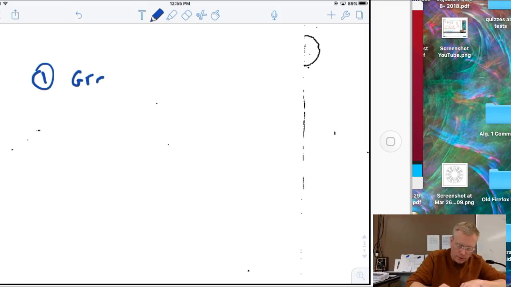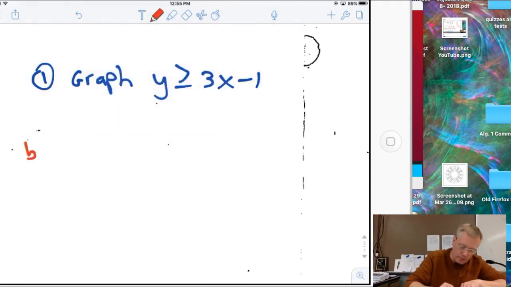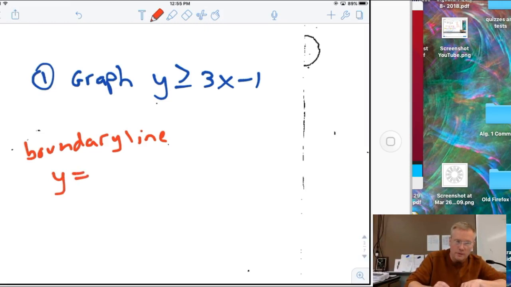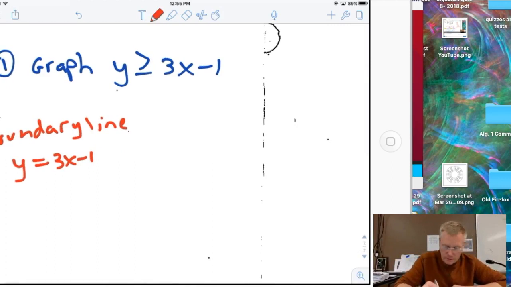Graph, these are the directions: graph y is greater than or equal to 3x minus 1. Now what we're going to do is start by graphing a boundary line. It's called a boundary line, and it's really the same thing except it's got an equal sign. Before I go any further, there's a couple other things here too.